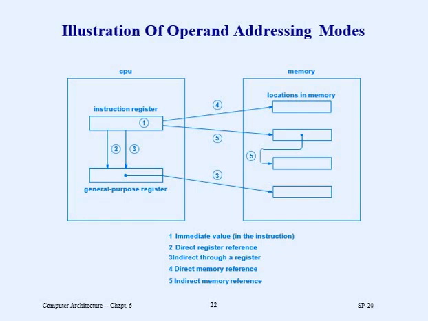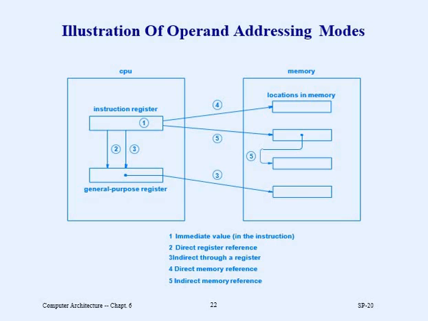Further going into its detail pictorially, here is the illustration of operand addressing modes. Here you can see that there are 5 operand addressing modes. The first one we are calling immediate value. The immediate value is in the instruction, like we are giving some constant value to the instruction and it needs just to compute the result.